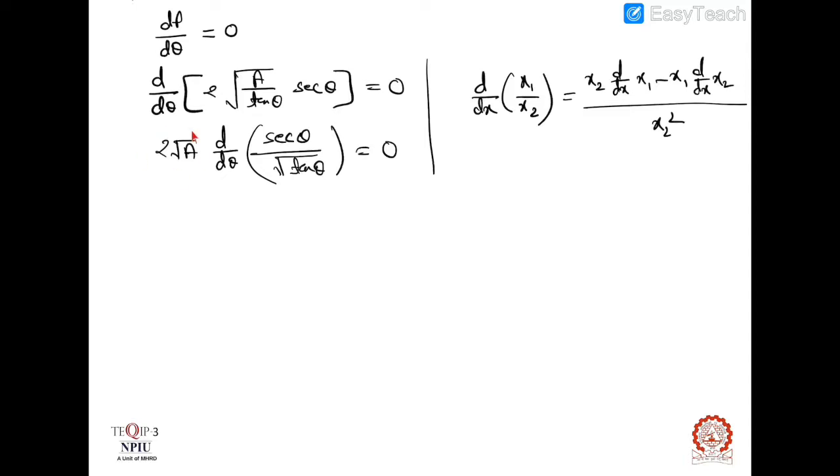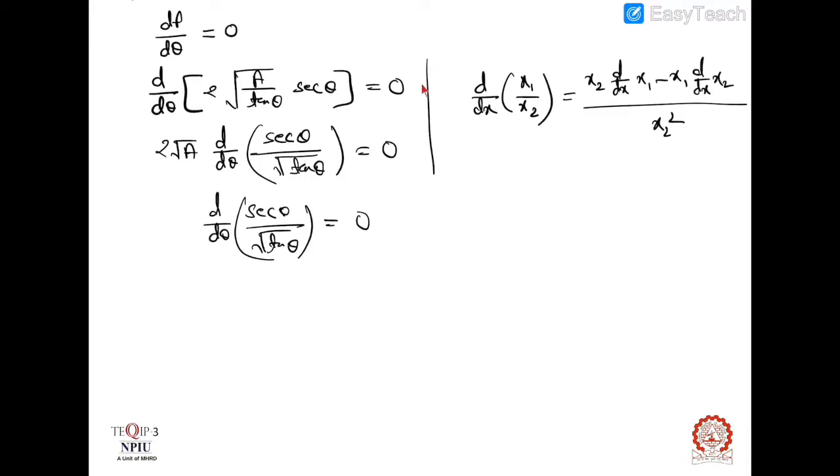See here, 2 root a is constant, so we can equate this to 0. This equation says that either 2 root a is equal to 0 or d/d theta of sec theta divided by root over tan theta is equal to 0. 2 root a cannot be equal to 0 because the area of flow cannot be equal to 0. So what will be 0? d/d theta of sec theta divided by root over tan theta is equal to 0. Now differentiate this term.